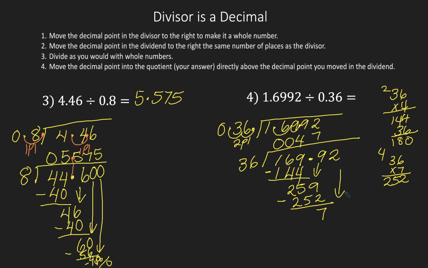I'm going to bring down my final digit, which is the 2. And I know 36 goes into 72 2 times. And 2 times 36 is 72. And when I subtract, I get 0. And just as before, we're going to bring up that decimal point all the way up. And there's my answer. Remember, these zeros are not significant. So my answer is simply just 4.72. And we're finished.